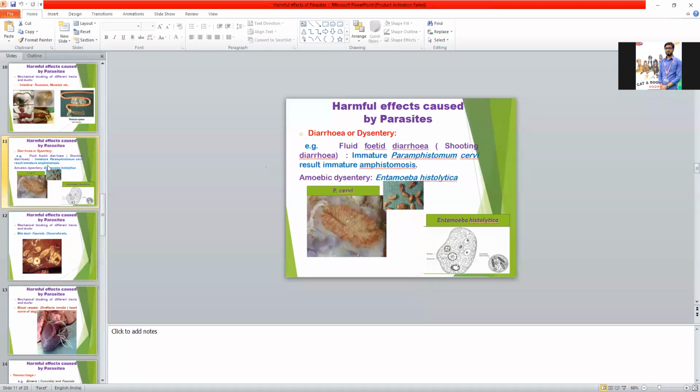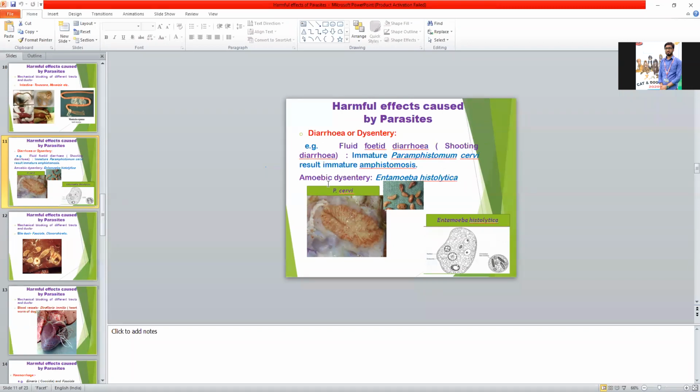One common is fluid-filled diarrhea, that is known as shooting diarrhea, जिसको कहते हैं पिचकारी के समान दस्त करता है, पूरा फ्लूइड ही रहता है, पूरा पानी ही डायरिया में रहता है. Due to immature Paramphistomum cervi, this is a plug feeder and causes immature amphistomosis. I have discussed previously. Amphistome is a plug feeder, feeds on the tissue of the duodenal mucosa and disturbs the selective permeability of the host and causes fluid-filled diarrhea in the infected host, that is known as shooting diarrhea.